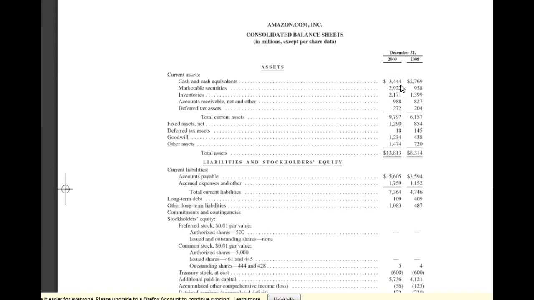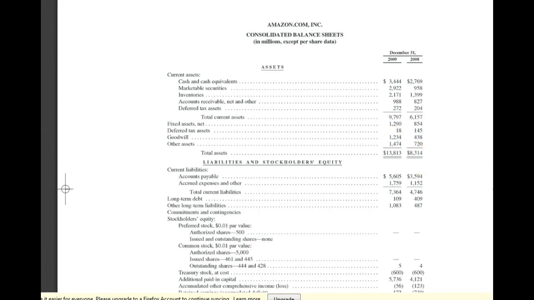Then they ask you about the largest current liability, which is going to be your accounts payable. And then they're going to ask you to do a current ratio using those numbers, and they're going to have you compare 2008 to 2009. You'll find that ratio's calculation in the book and on the answer sheet. And it asks, what category does Amazon report furniture, fixtures, and equipment?